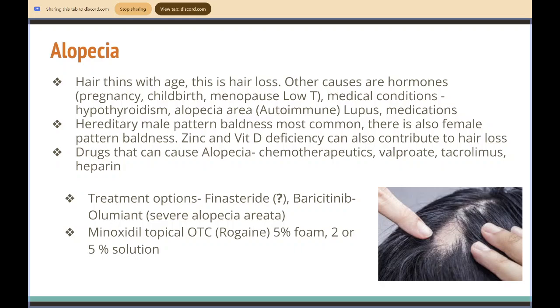Treatment options are going to be finasteride. Can anyone tell me the brand name for finasteride? Once again, in the chat, what is the brand name for finasteride? Also baricitinib, which the brand name is Olumiant. That's used for severe alopecia areata.